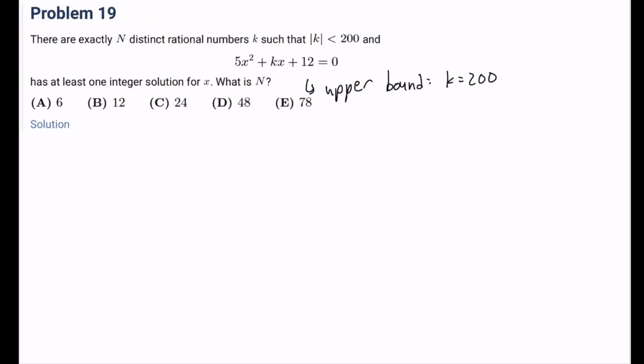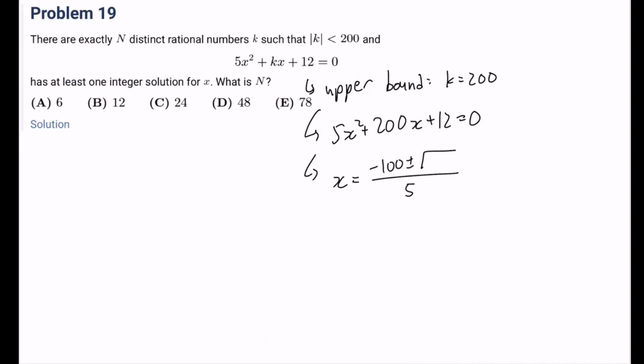So if we put that in, then that means that 5x squared plus 200x plus 12 is equal to 0. So this would give us that x is going to be equal to, if we use the quadratic formula, negative 100 plus or minus a root of 10,000 minus 5 times 12, that's 60, all over 5. So this is going to be plus or minus root of 9940, and then minus 100 all over 5. So if you try this, then you will find that that is going to be about negative 39.